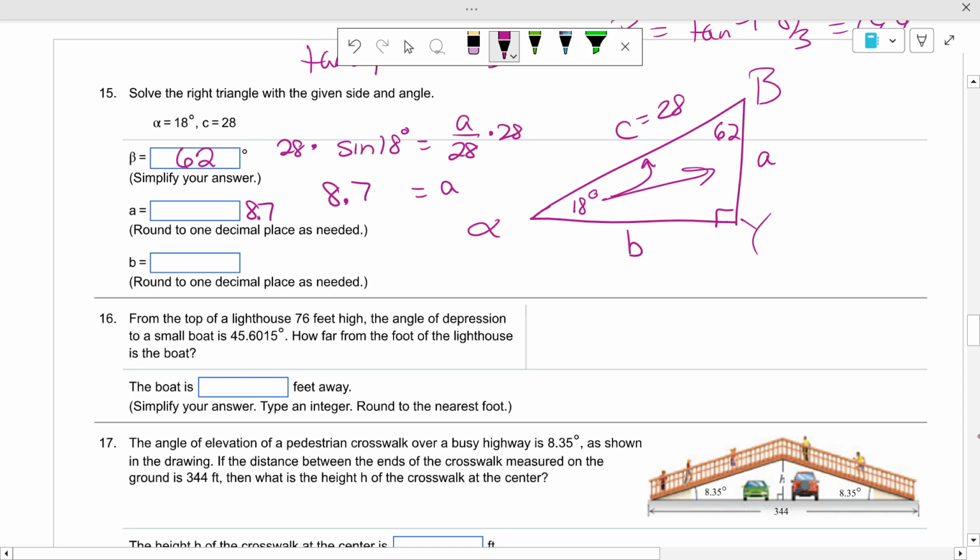Now, if I want to find b and use 18 degrees, I would use cosine of 18 equals b over 28. And then multiply by 28. 28 times cosine of 18 is 26.6. And that's how you do them.